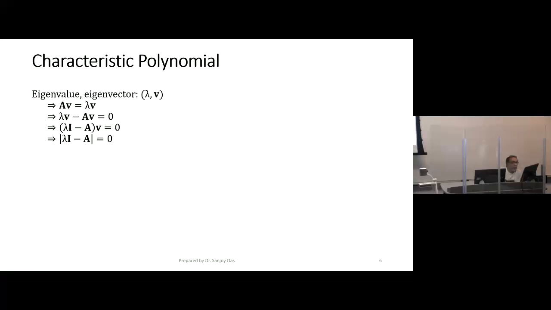Okay. The characteristic polynomial is this determinant. Now lambda is a variable. Okay, and so this determinant will be of degree n. It will be a polynomial of degree n. The highest power of lambda will be lambda to the n.